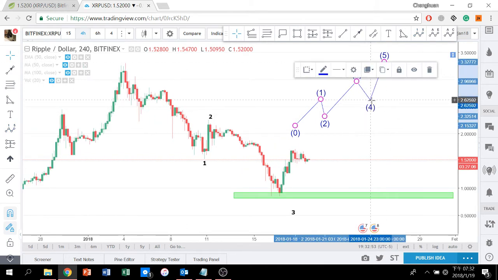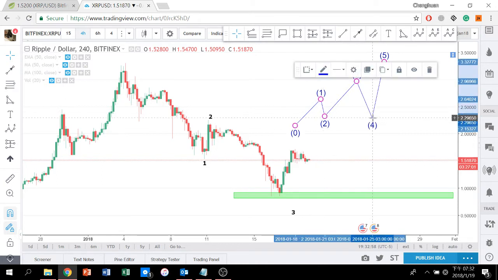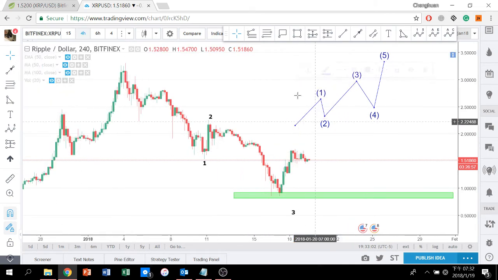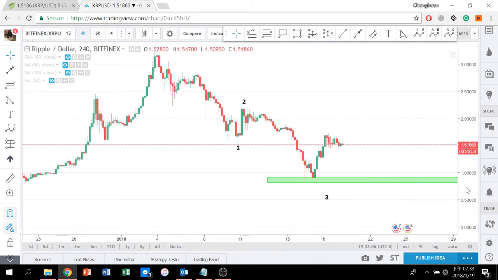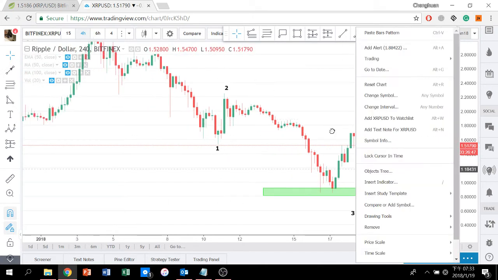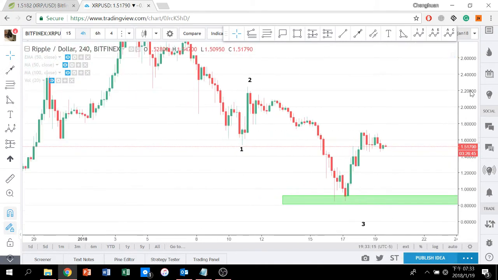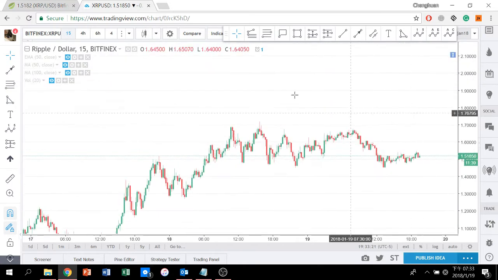So, if wave 1 is here, right? Wave 4 cannot retrace down to the region of wave 1. That would invalidate the wave. All right? So, if we look, wave 1 is here, right? Technically, we did touch wave 1. But if we look at the lower time frame, we can see that it bounced back immediately. So I'm going to give it a pass, basically.